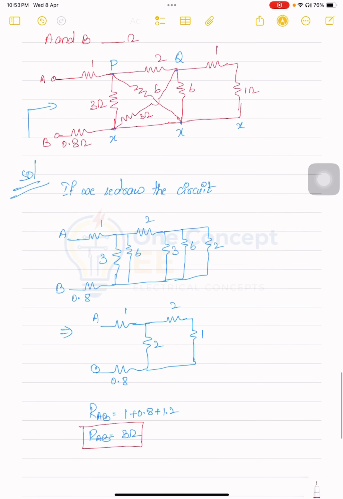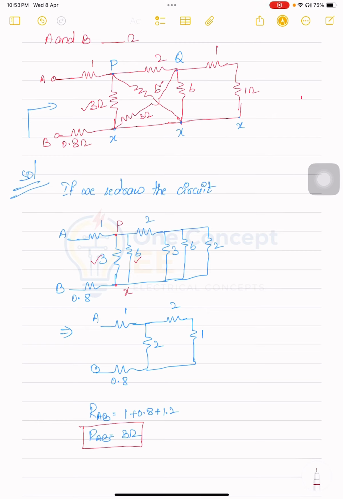Like you see, here A is Z, B is Z, and P. P is this particular node. Here in P and X, this is a node of X. In between P and X there is one 3 ohm, and between P and X there will be one 6 ohm.